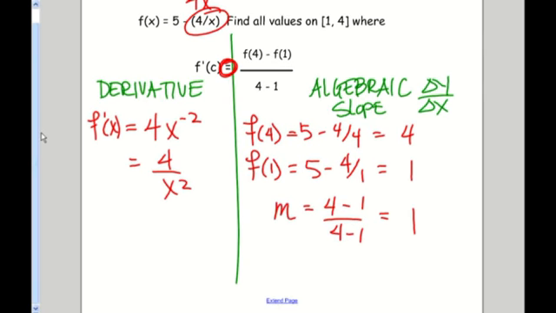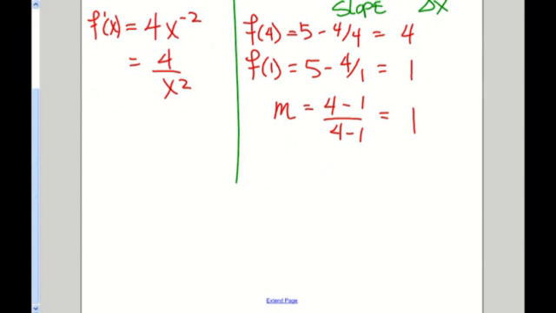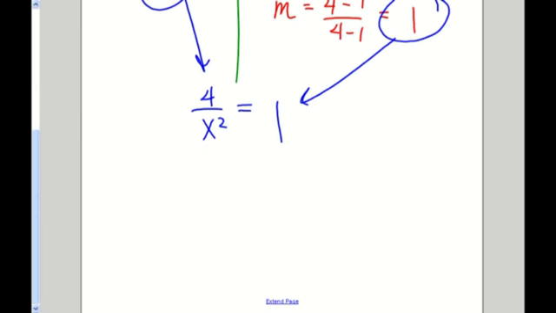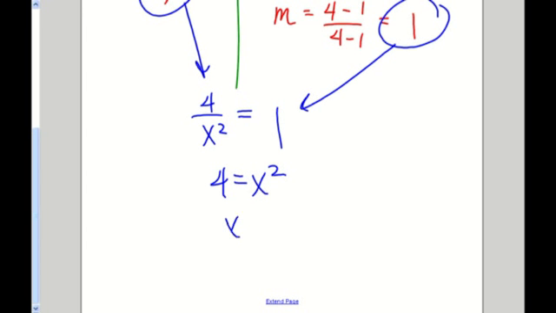So if I'm trying to show where the mean value theorem applies, I take my result from this side, 4 over x squared, and I set it equal to my result from this side, 1. And then I get that 4 is equal to x squared. So if I solve this for x, I'll get that x is equal to plus or minus 2.